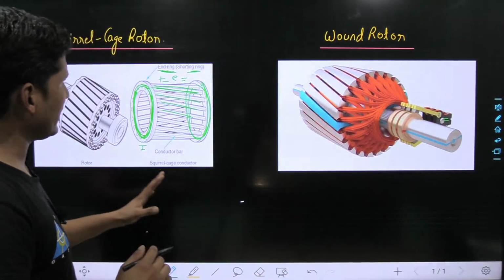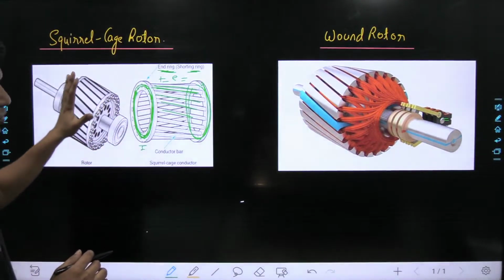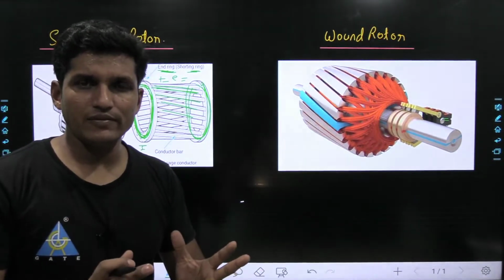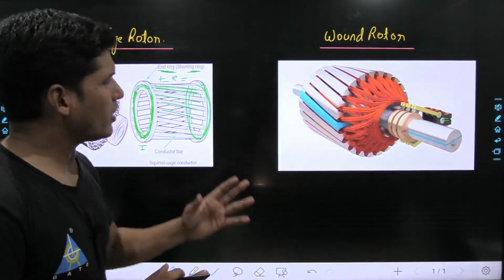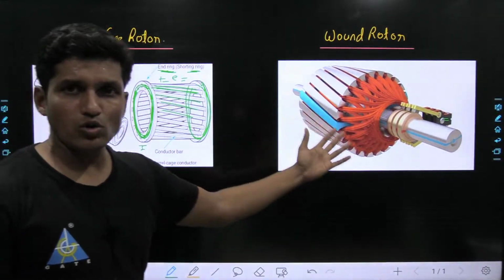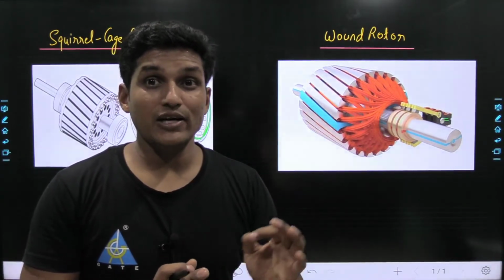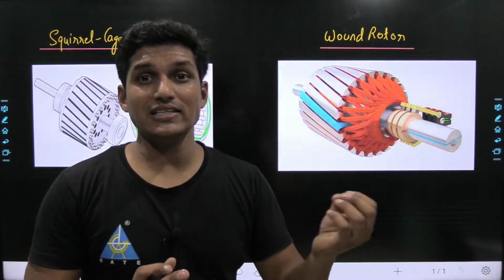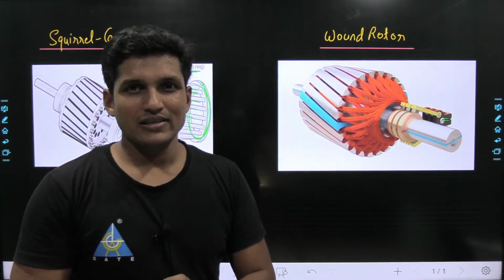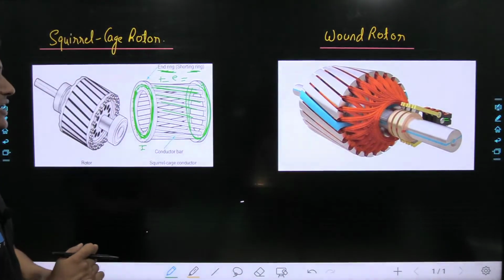So, in this way, squirrel cage induction motor is robust, maintenance free, less cost, but does not have good starting torque. Whereas the wound rotor is costly, it needs some maintenance, but it provides high starting torque as well as easy speed control. These are the differences between the squirrel cage rotor and wound rotor.